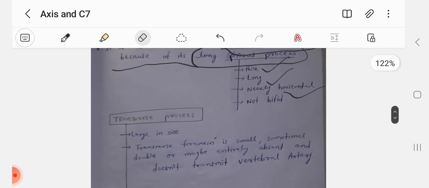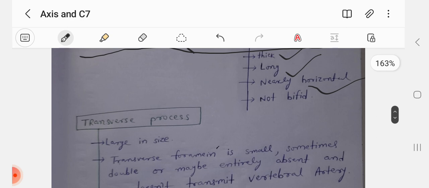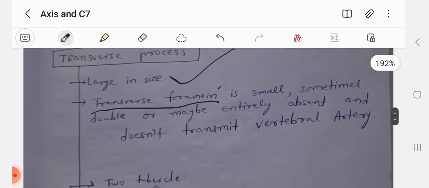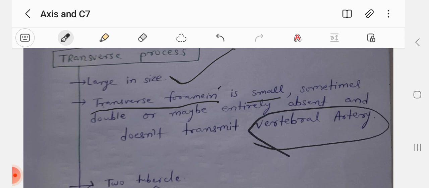Next is the transverse process in the case of the C7 vertebra. The transverse process is large in size and bears a transverse foramen, which is small and sometimes double or maybe entirely absent, and doesn't transmit the vertebral artery. This is one of the most important points regarding the transverse foramen.